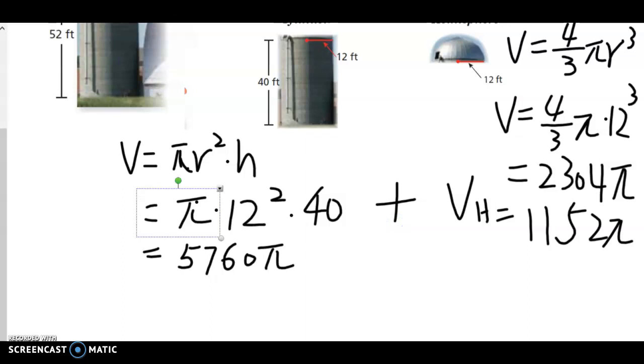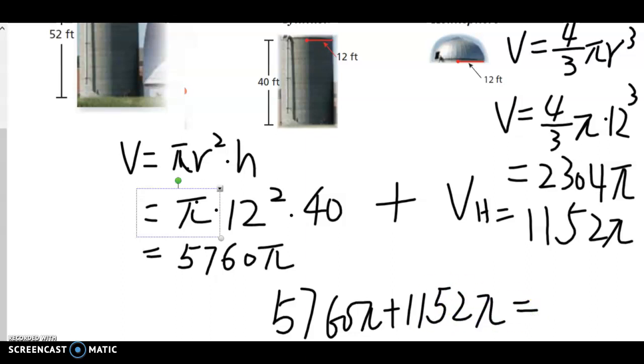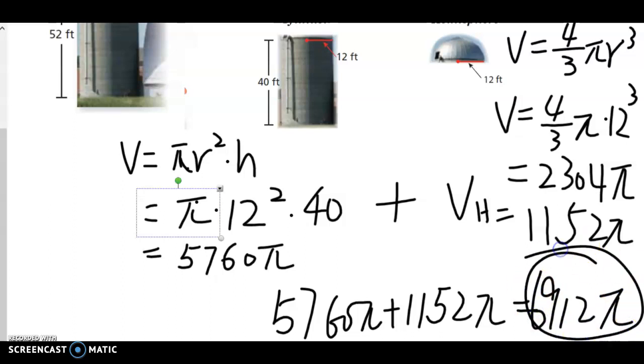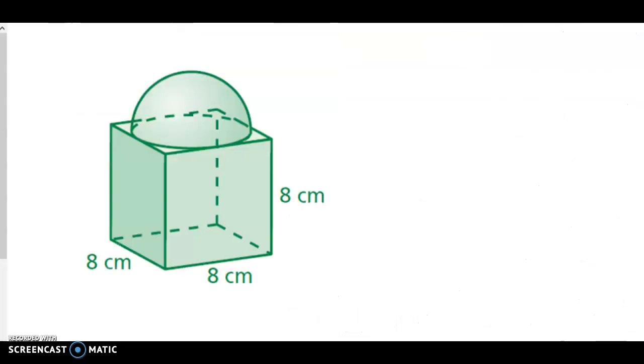Now we can add them up, this one plus this one. The answer is 5,760 pi plus 1,152 pi. The answer will be equal to 6,912 pi. That's it. The unit will be feet cubed. Okay, feet cubed.